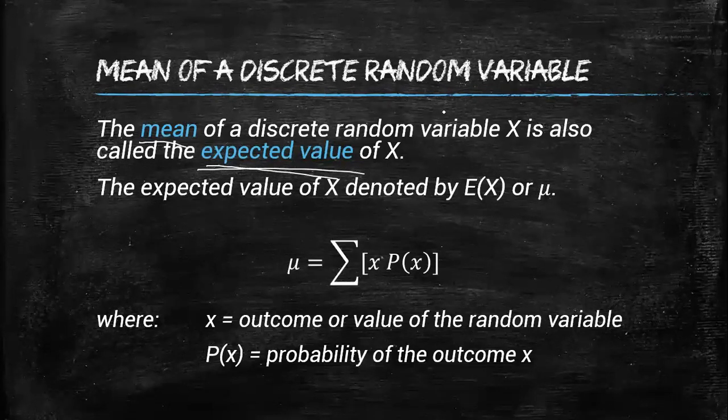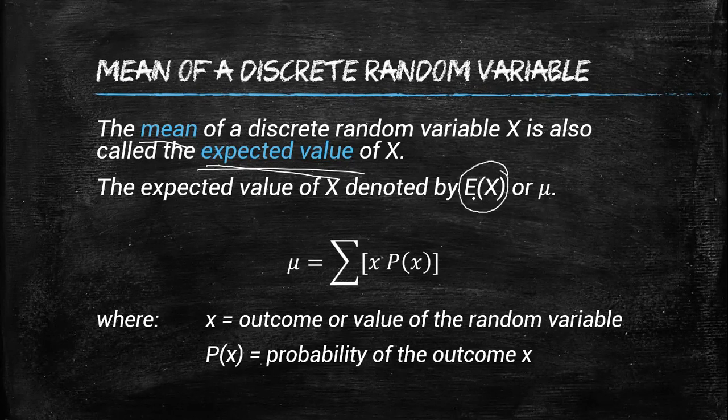Okay? So, the expected value of x is denoted by the symbol E of x. Or what we often use, class, is this symbol. This symbol is a Greek letter. This is the small Greek letter mu.